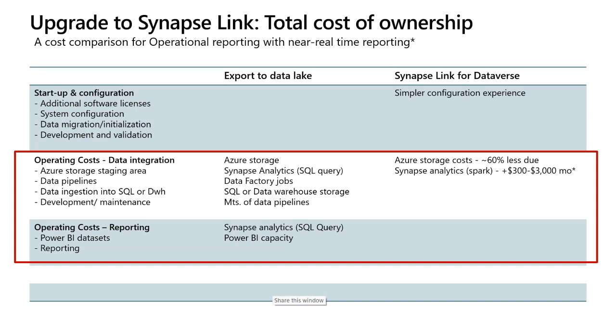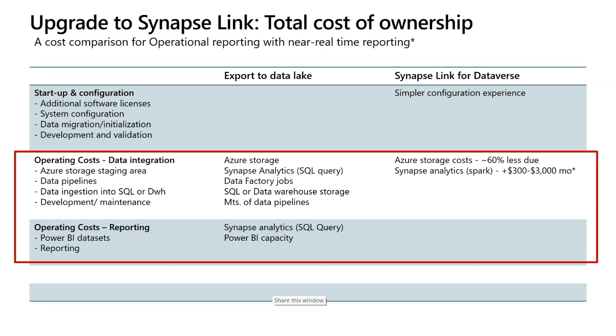For example, one of the things that you will notice is that in export to data lake, the setup and configuration is a little bit more involved. You may need to work with Azure resources, you need some skills, you probably need an administrator, whereas with Synapse Link for Dataverse, the configuration is fairly simple. Maybe that is a significant cost for you, maybe it's not. But the other aspect that we need to consider is the operating costs.